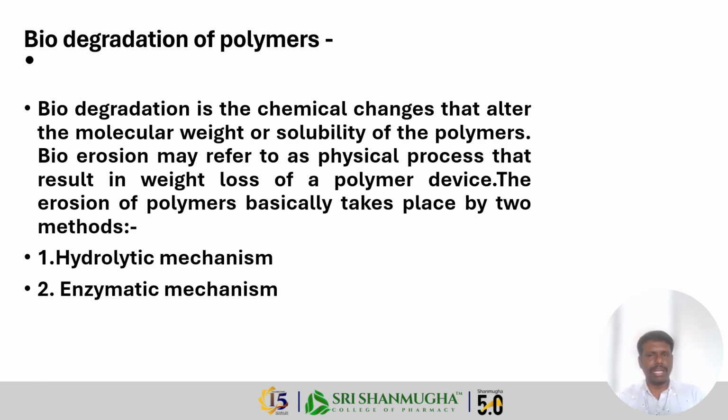Biodegradation refers to chemical changes in a polymer that alter its molecular weight or otherwise its solubility. In simple terms, the polymer chains themselves are broken down. This is different from bioerosion, which is a physical process. Here, the polymer device gradually loses mass or weight from its surface. The polymer erosion mainly occurs by two mechanisms. What are the two mechanisms? One is the hydrolytic mechanism.